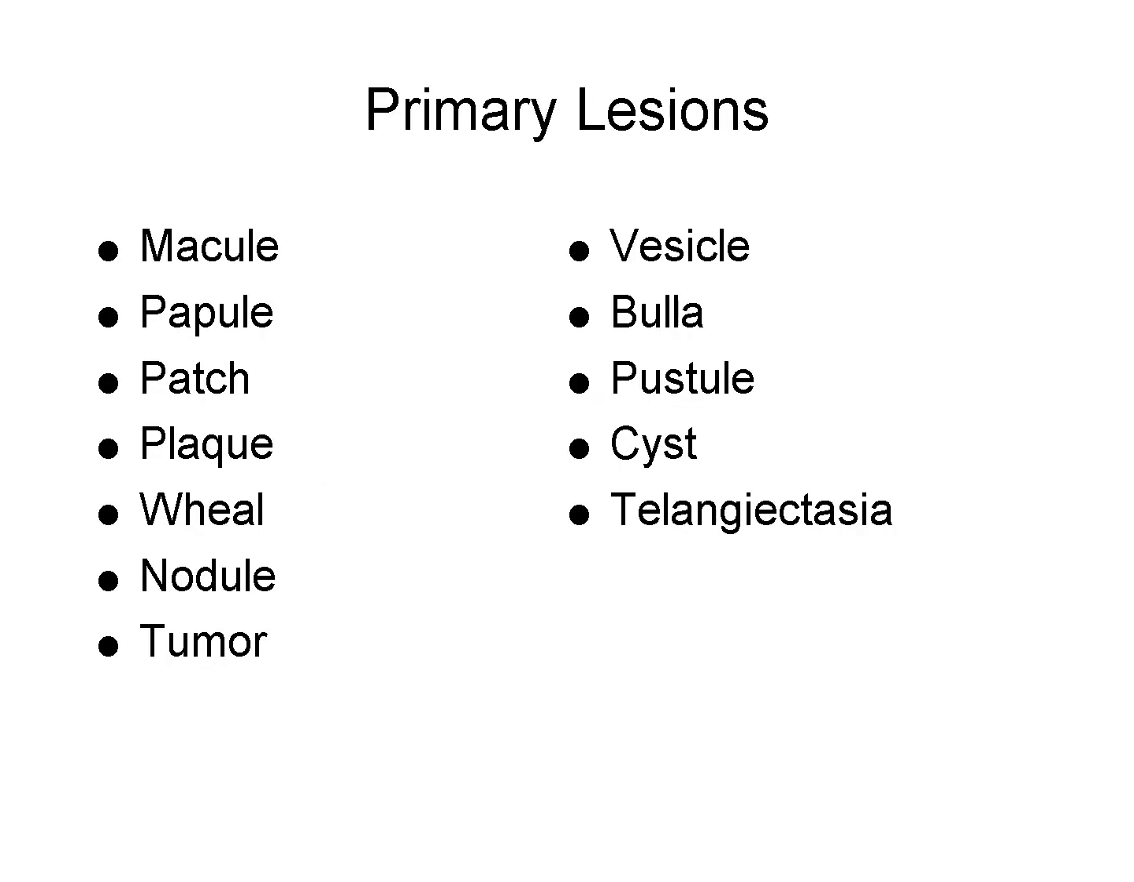Primary lesions are the initial signs of a pathological skin process. These include macules, papules, nodules, plaques, wheals, vesicles, and pustules, among others. Recognizing and describing primary lesions is essential for accurate diagnosis. Each lesion type reflects a different underlying cause, from infection to autoimmune disease.